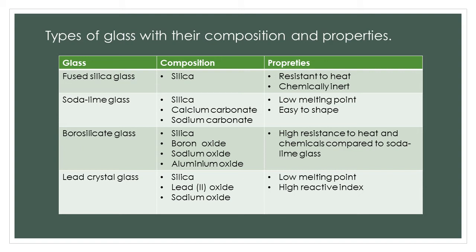The next one, the last type of glass, is the lead crystal glass. It is also made out of silica, because silica is the main material to produce glass. But in this one, silica is added with lead II oxide and sodium oxide. The properties of this lead crystal glass are a low melting point and a high refractive index.